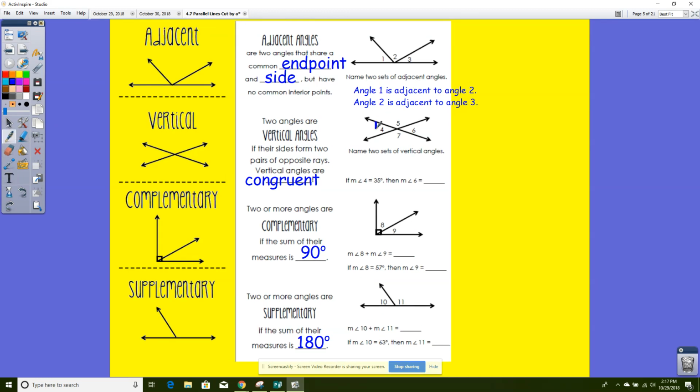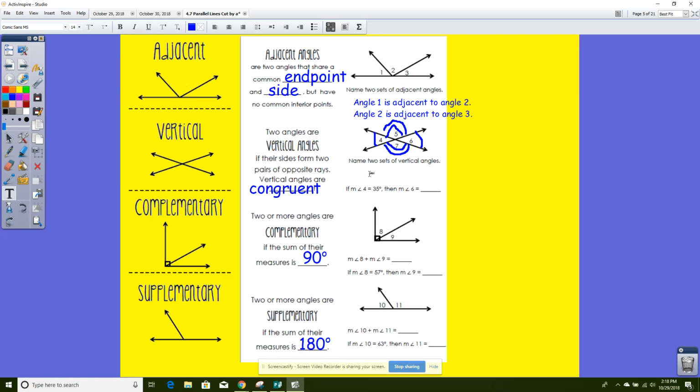So here, 4 and 6 would be vertical angles, and then 5 and 7 would be vertical. Sorry, it's really hard to draw this way. So I can mark them differently, 5 and 7 with 2 half circles, and then 4 and 6 with just 1 half circle. So angle 4 is vertical to angle 6, and angle 5 is vertical to angle 7.